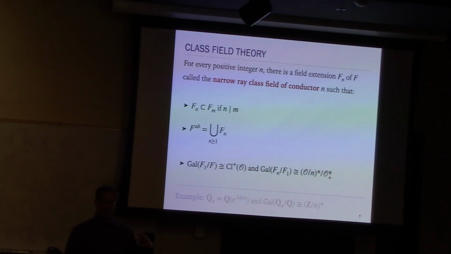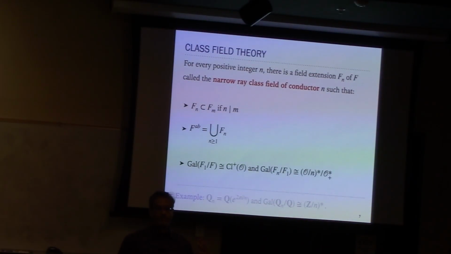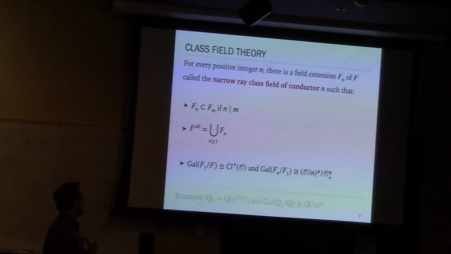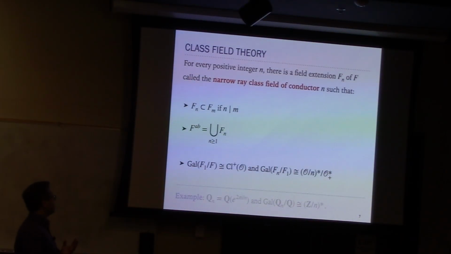And so I can't write it down explicitly, but we can just call it Fn. Right? So this plays the role of Q adjoins zeta n. So given a field F, there's a special field extension called Fn, and the name for it, I don't know why I chose such a complicated name, is the narrow ray class field of conductor n. But what these fields satisfy, first of all, is that they're like Q adjoins zeta n in the sense that F^ab is just the union of all of them.